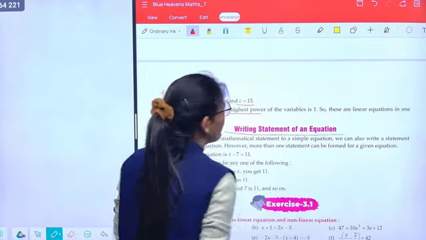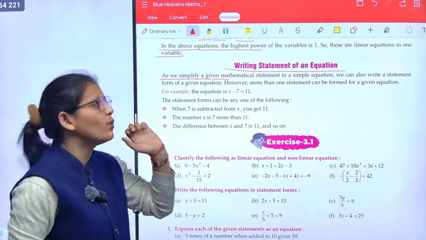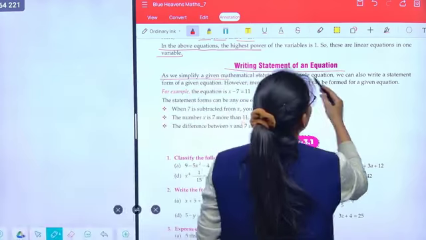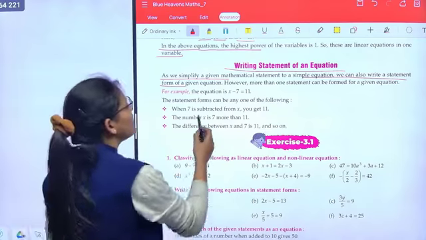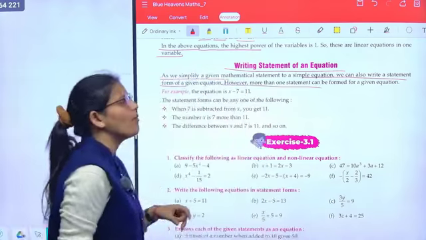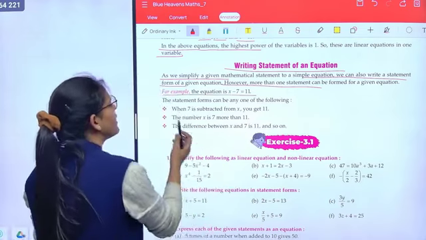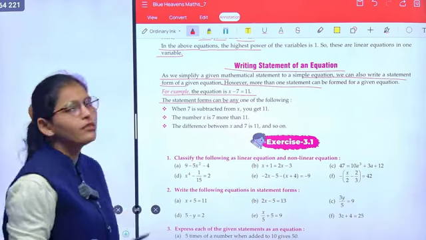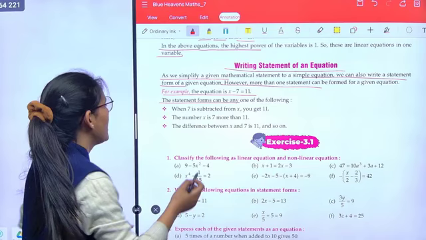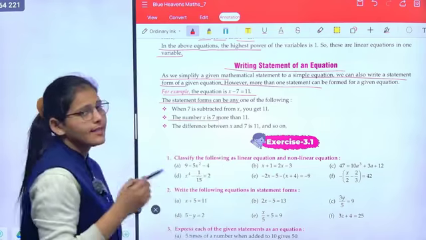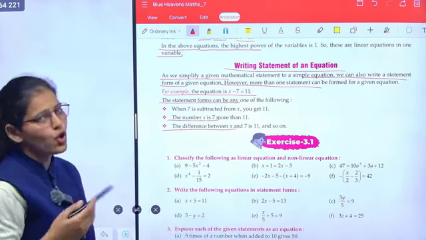Writing statement of an equation. Now class, as we simplify a given mathematical statement to a simple equation, we can also write a statement form of a given equation. However, more than one statement can be formed for a given equation. For example, the equation is x minus 7 is equal to 11. The statement form can be any one of the following. When 7 is subtracted from x, you get 11. The number is x. The number x is 7 more than 11. The difference between x and 7 is 11, and so on.